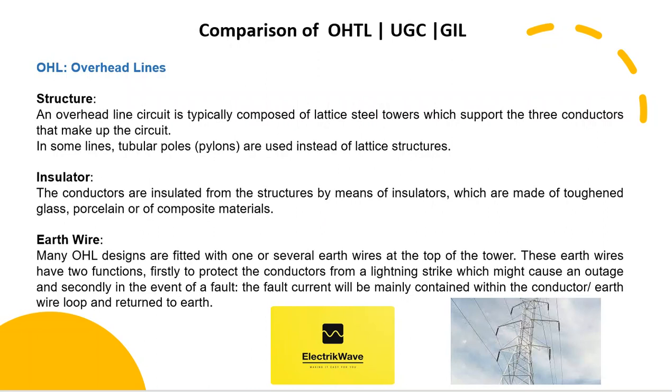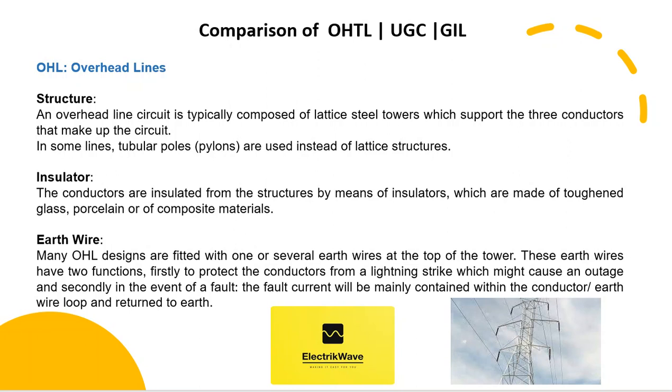Line structure. An overhead line circuit is typically composed of lattice steel towers, which support the three conductors that make up the circuit. In some lines, tubular poles, pylons, are used instead of lattice structures. Insulator. The conductors are insulated from the structures by means of insulators, which are made of toughened glass, porcelain, or composite materials.